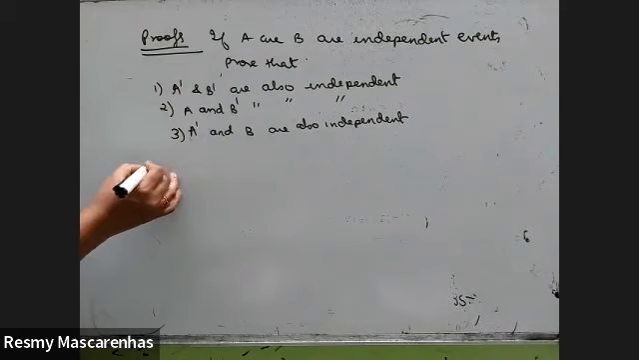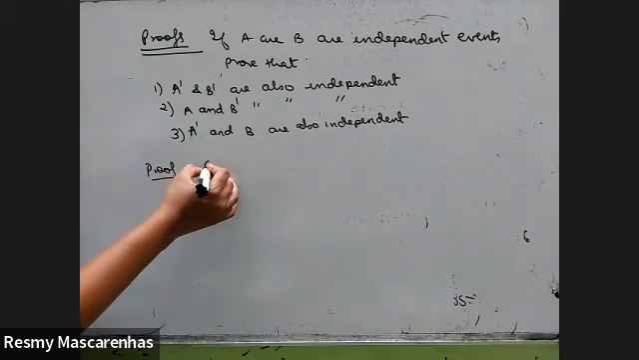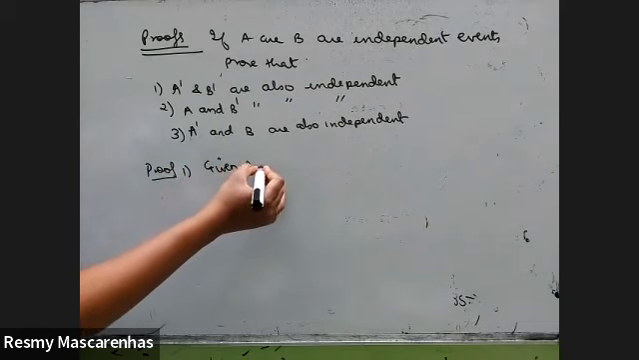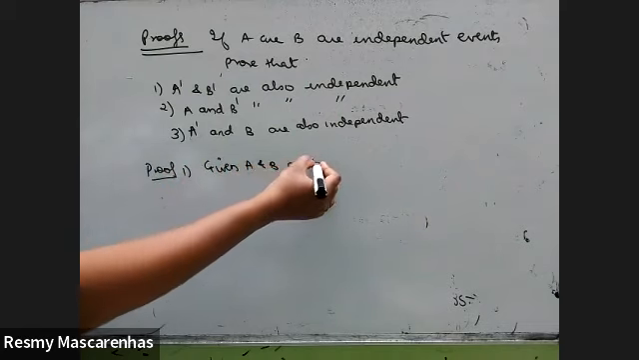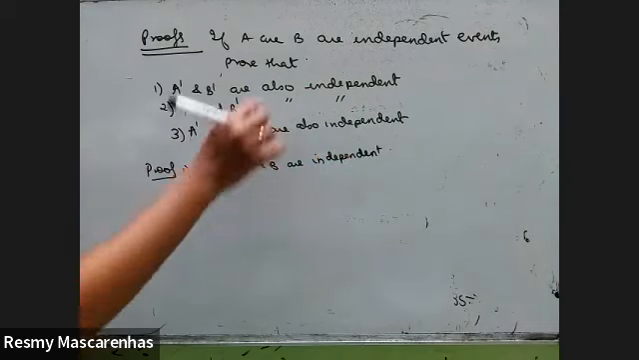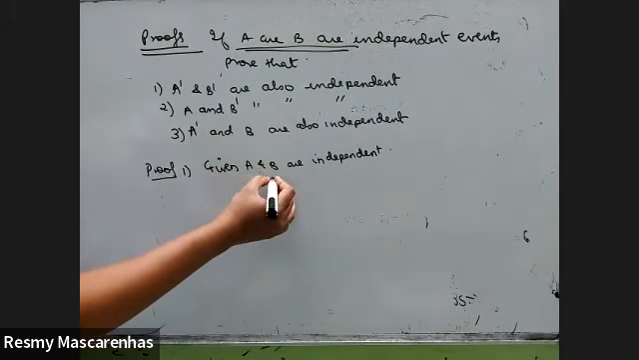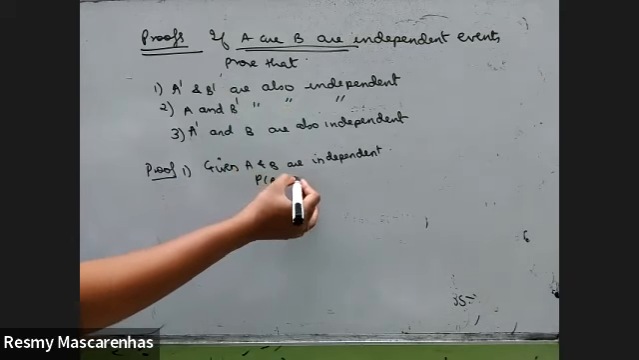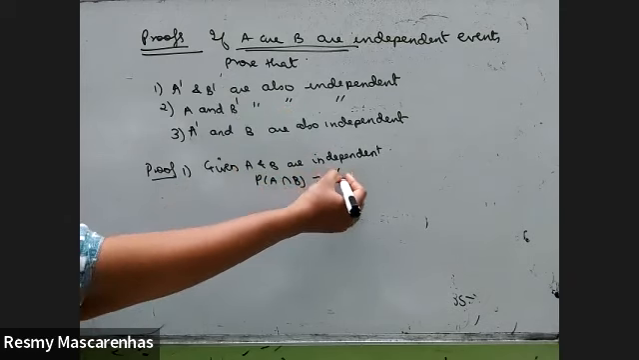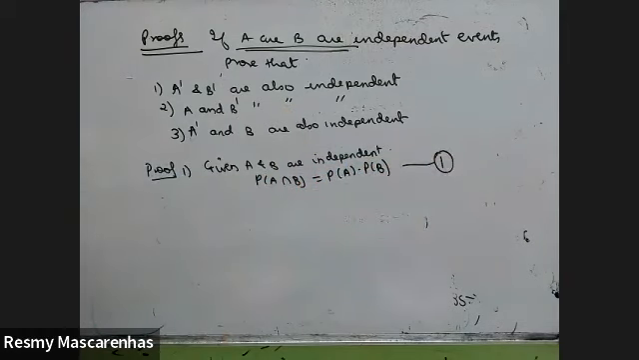We'll take up the first proof. Given A and B are independent. Already given. So what you know, I just now gave you the condition. What is the independence formula? It is always P of A into P of B. Mark it as equation 1. In the question itself, they have given they are independent.